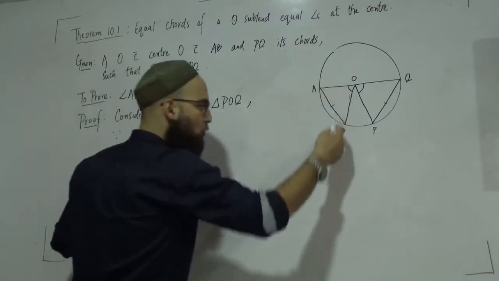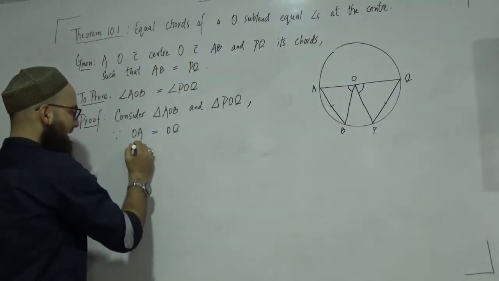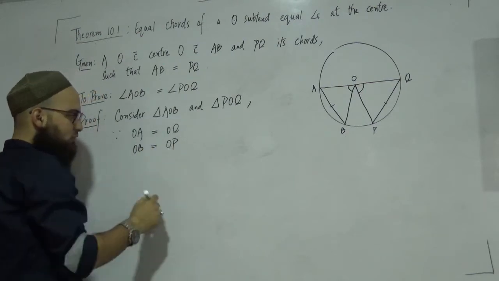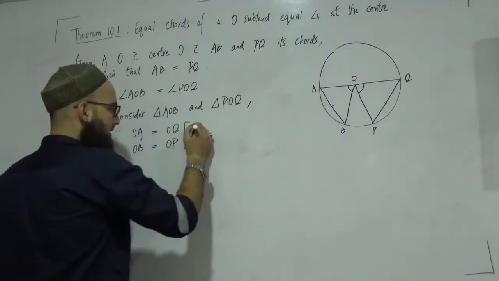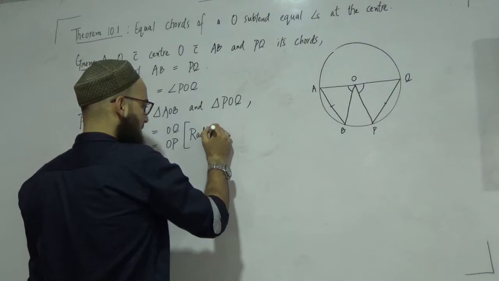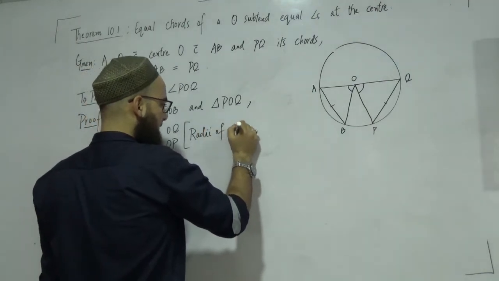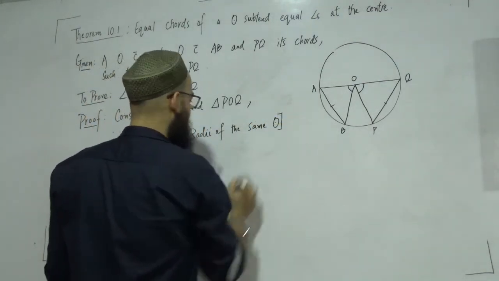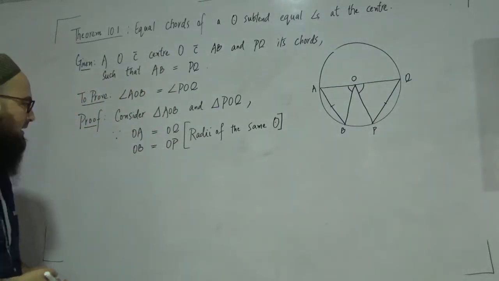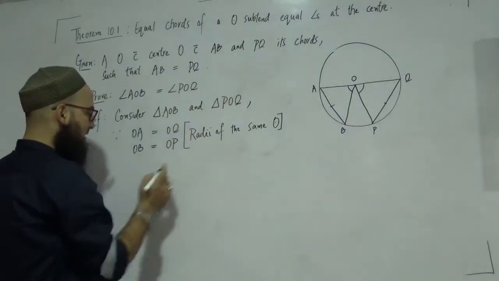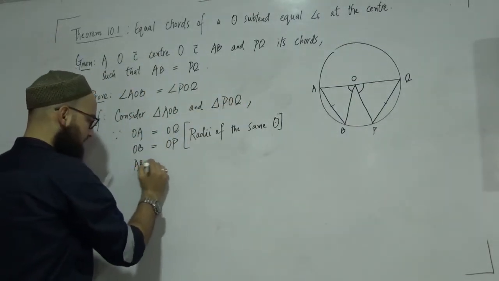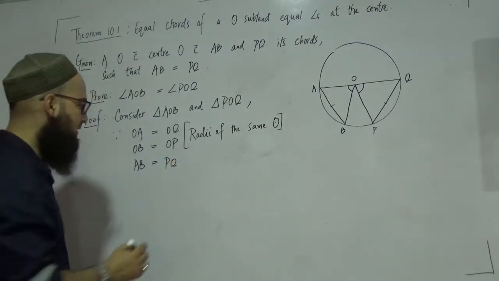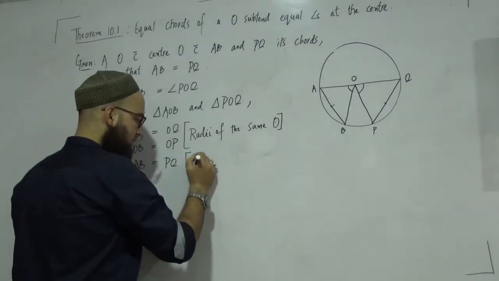Similarly, we can say OB is equal to OP. Radii of the same circle. Then I can say AB is equal to PQ. Reason, it's given.